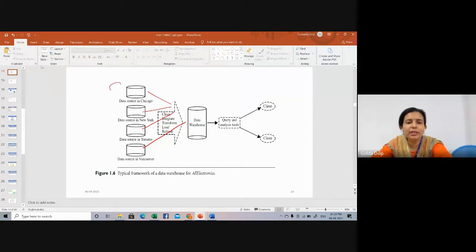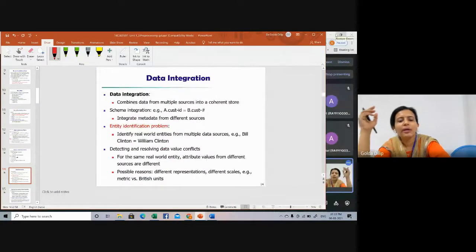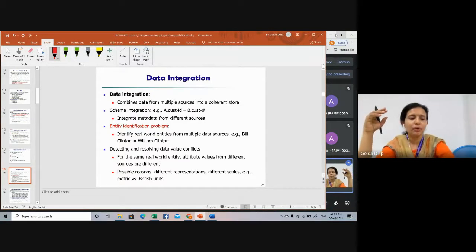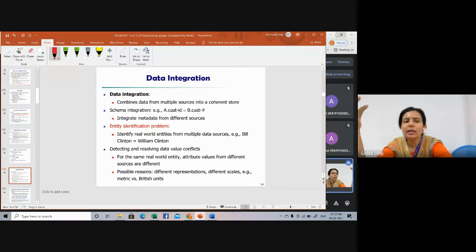This could be different heterogeneous databases as I have shown here, or it could be data cubes, or data coming from flat files, or straight from the internet. Careful integration of data is very much required in order to avoid issues like redundancy and inconsistency. Redundancy is nothing but duplicate data. If you avoid all these issues, you can improve the accuracy of your data, and thereby speed up your data mining process.